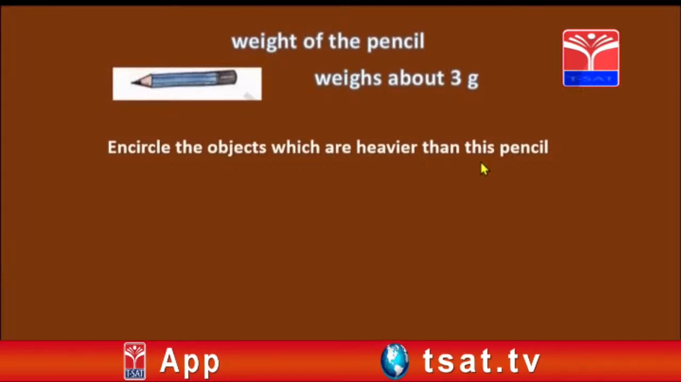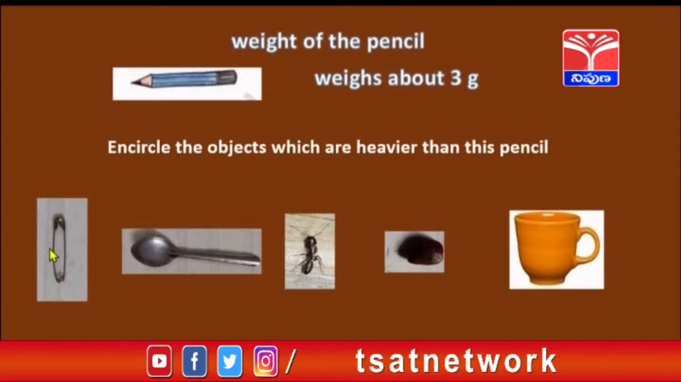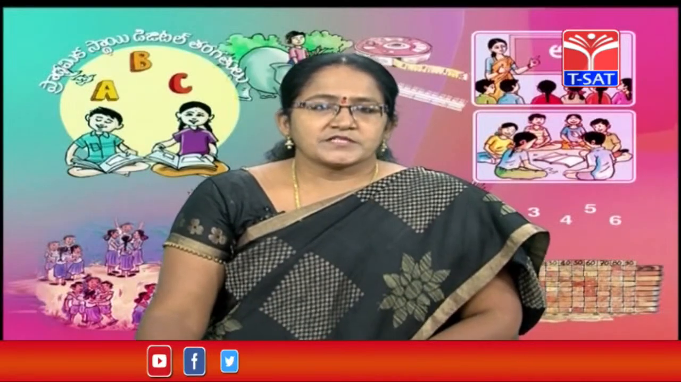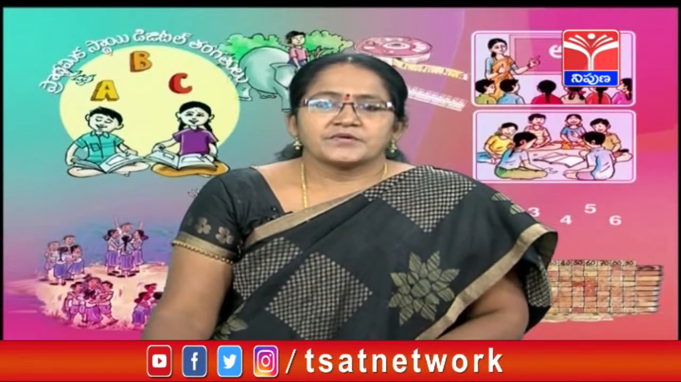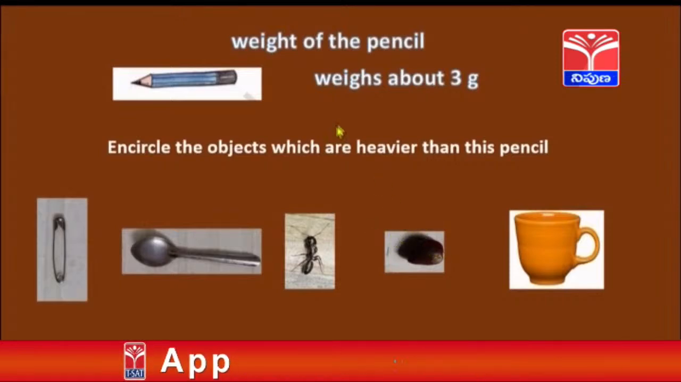Children, here you will see some objects and you have to identify their weight in terms of the pencil. This is a pin, a spoon, an ant, a seed of tamarind and a teacup. Children, can you guess the weights of these objects? Yes. Which are the objects less weight than the pencil? The pin, the ant, a seed of tamarind will have lesser weight than this pencil, and the spoon and the cup will definitely weigh more than this pencil.